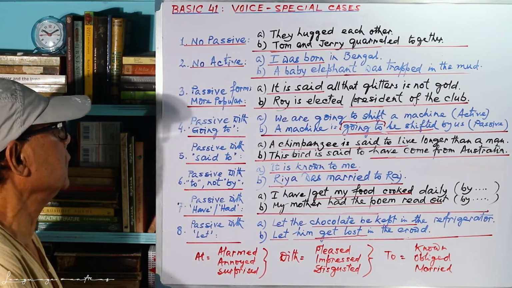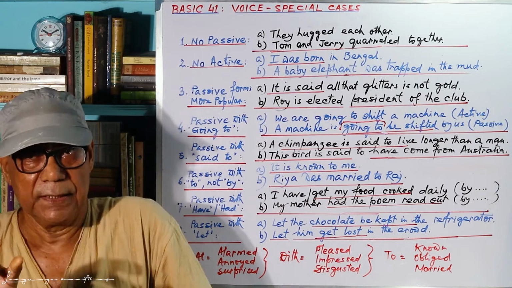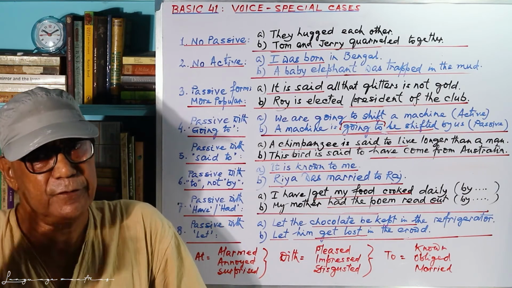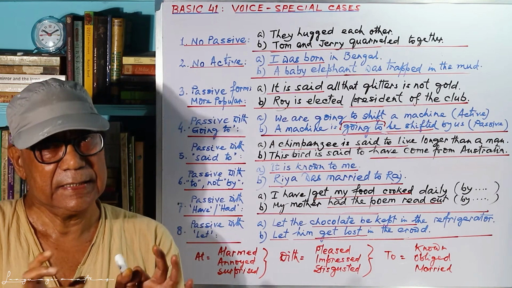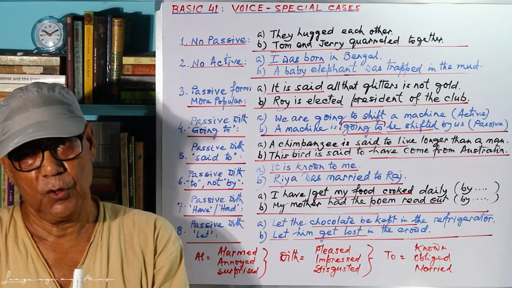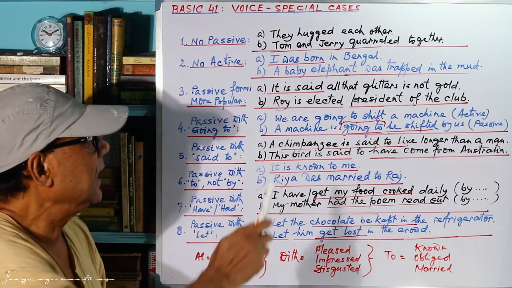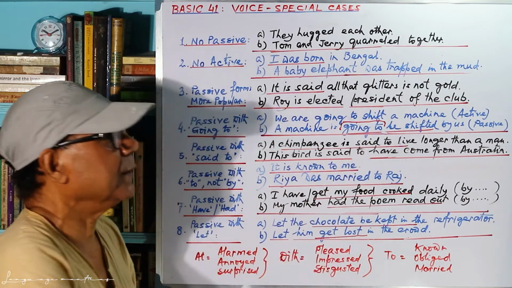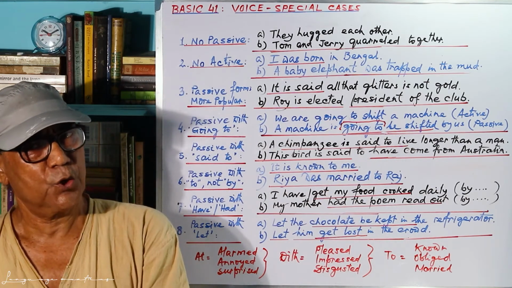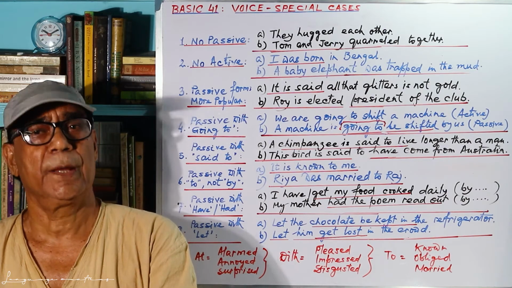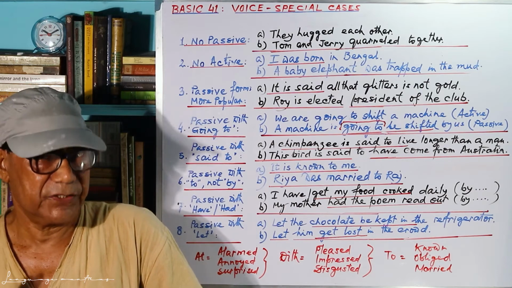Next one. Passive with going to. Very interesting feature. Going to. This going to refers to some immediate future action. And whenever you have this going to, it is followed by the main verb in the sentence. What is that? We are going to shift a machine. We are going to shift a machine. So when I turn it into a passive format, going to remains the same, unchanged.